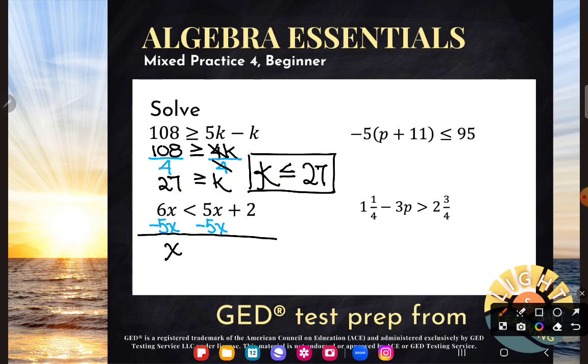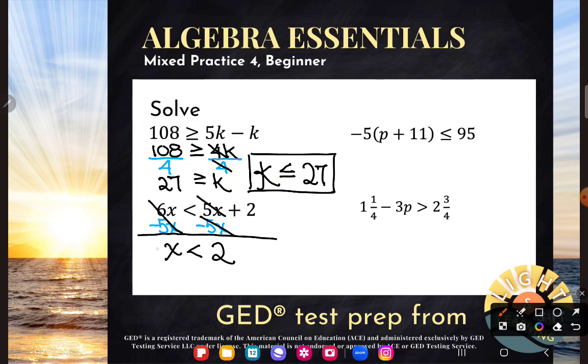Now, can you write 1x? Of course you can, guys, but if you do, you're adding an extra step. So 6x minus 5x is x. And I've done nothing to change the inequality symbol. Subtracting doesn't change things. It's multiplying or dividing by a negative. And 5x minus 5x, well, that zeroes out. It cancels out. So I have nothing plus 2. And so this one was simpler than it looks.